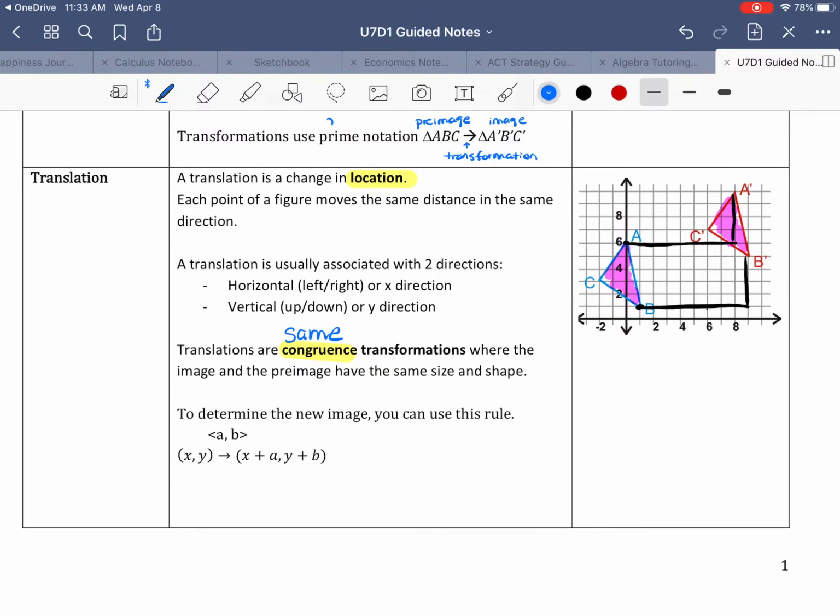In order to determine the new image, we can use this rule. Any coordinate point, x, y, going through transformation A, B, goes to x plus A and y plus B. What that means is our A represents the number of units shifted in the x direction, while B represents the number of units shifted in the y direction.